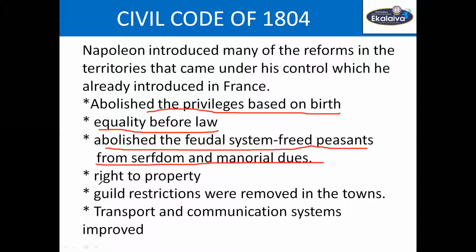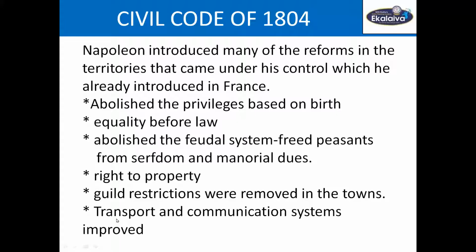Right to property. The Civil Code of 1804 secured the right to property. Guild restrictions were removed in the towns. You read in the lesson, The Age of Industrialization, about the trade guilds and the urban crafts, where this association was controlling the entry of new people into the guild. These restrictions were removed by Napoleon. Transport and communication systems were improved. So peasants, artisans, workers, and new businessmen enjoyed newfound freedom.